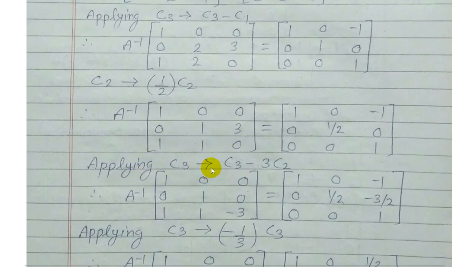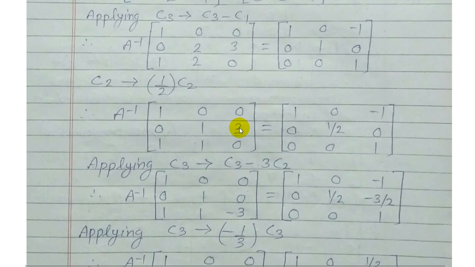So applying C3 changes to C3 minus 3 C2. C3 changes to C3 minus 3 times C2. What does it mean? C3 will be the same, this one has no change, means same element, but multiplying by 3 in C2 and subtracting from C3 and writing the new results in C3.